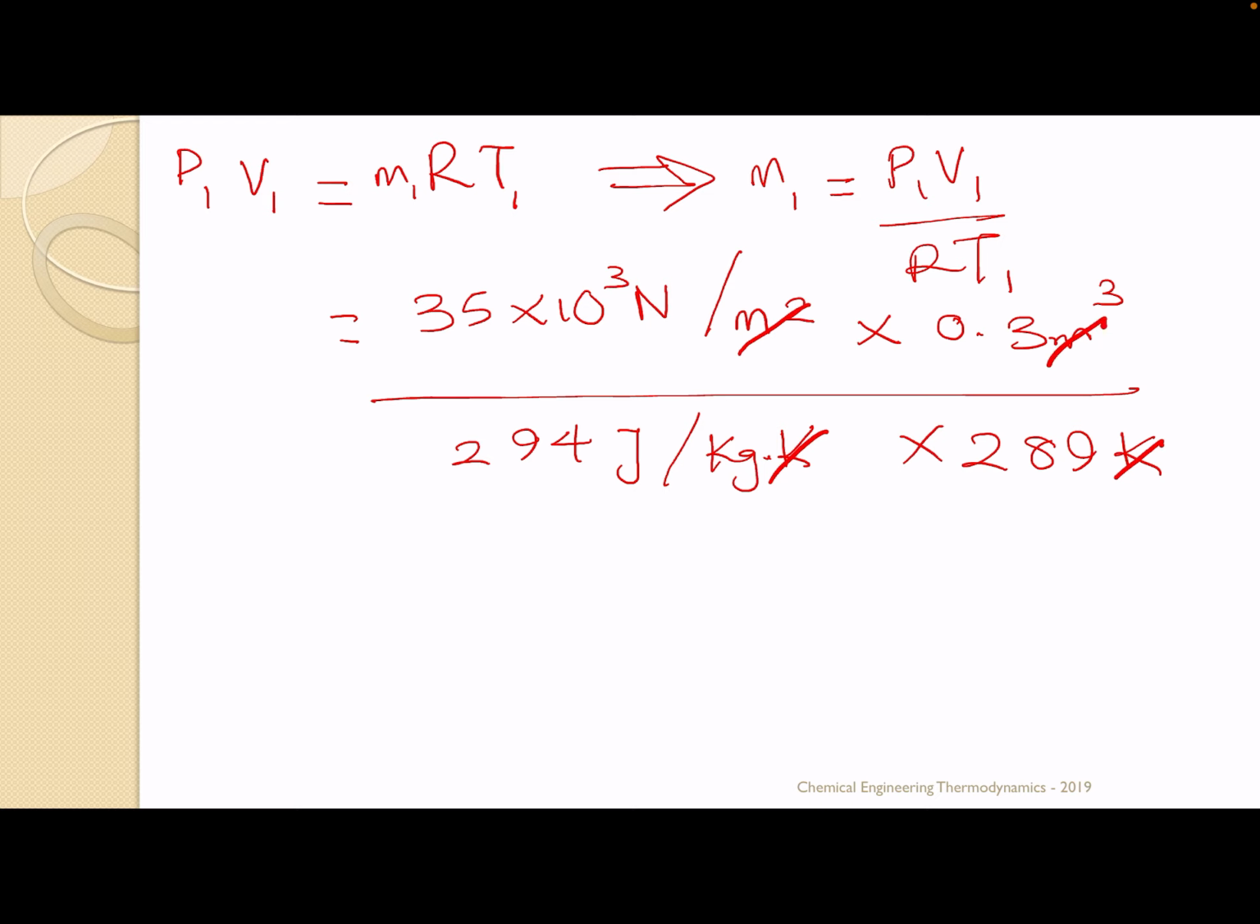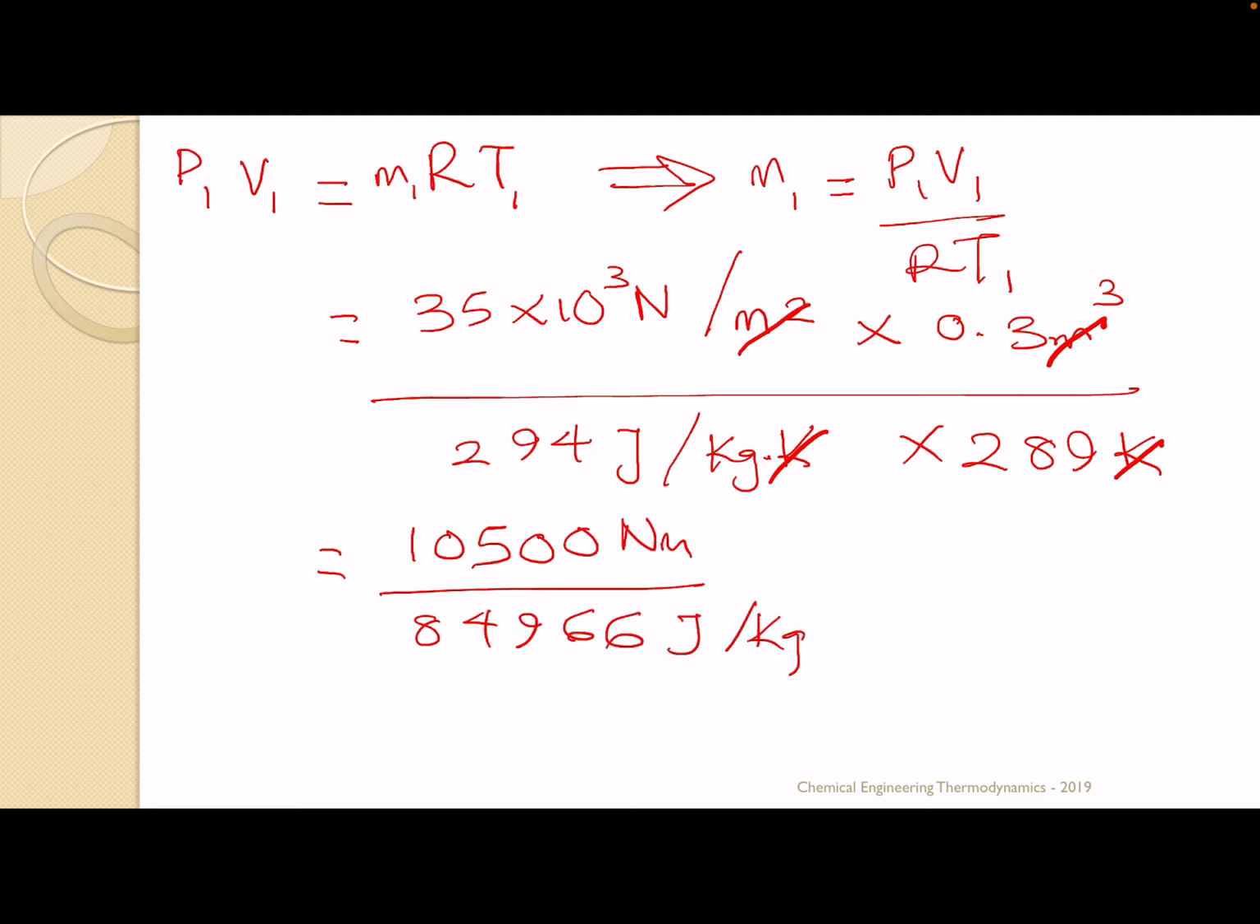So if we continue in that line, it becomes 10,500 Newton meter divided by 84966 joules per kilogram. So remember, we've also said Newton meter is same as joules.